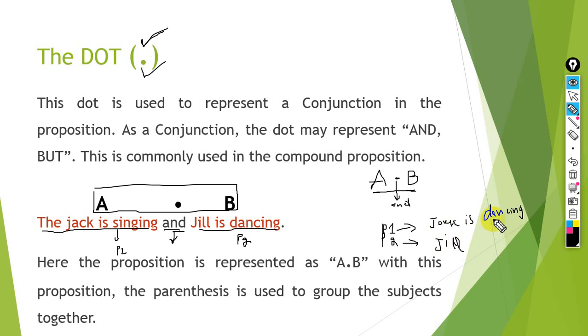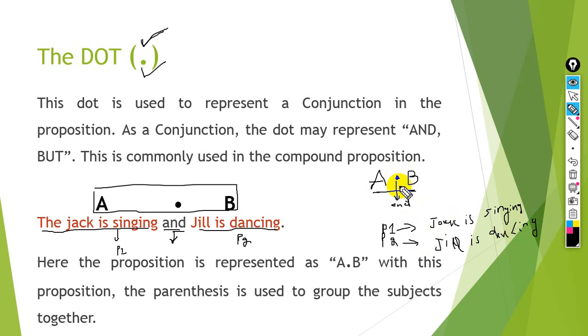Jack is singing and for example Jill is dancing. Okay, so now these are the two propositions and I'm giving you the symbolic logic.